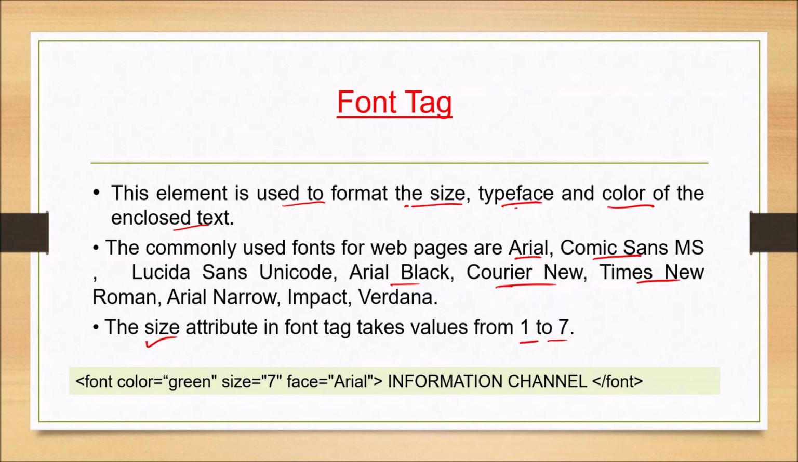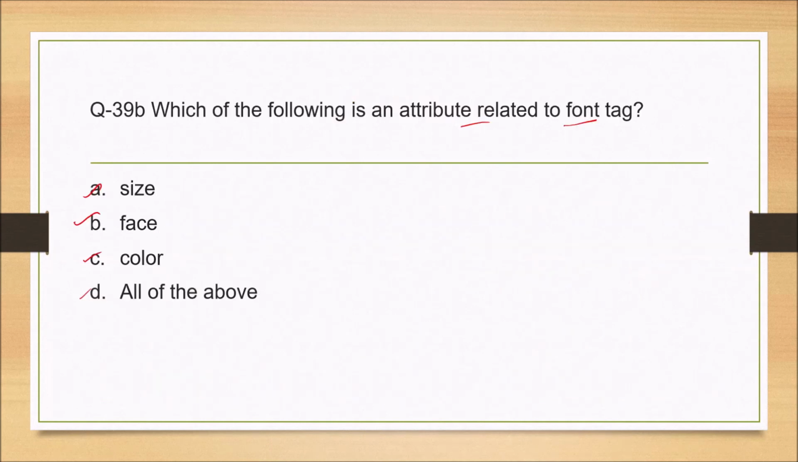This is an example of how we can use font tag. So this is font color equals green. You can use color equals green, size equals 7, and this value can vary from 1 to 7. Then we have face equals Arial. Then whatever text you want to display, and all this formatting will be done on this text, and then the closing font tag. So this question says which attributes you can use with font tag: size, face and color. So we can use all of the above.